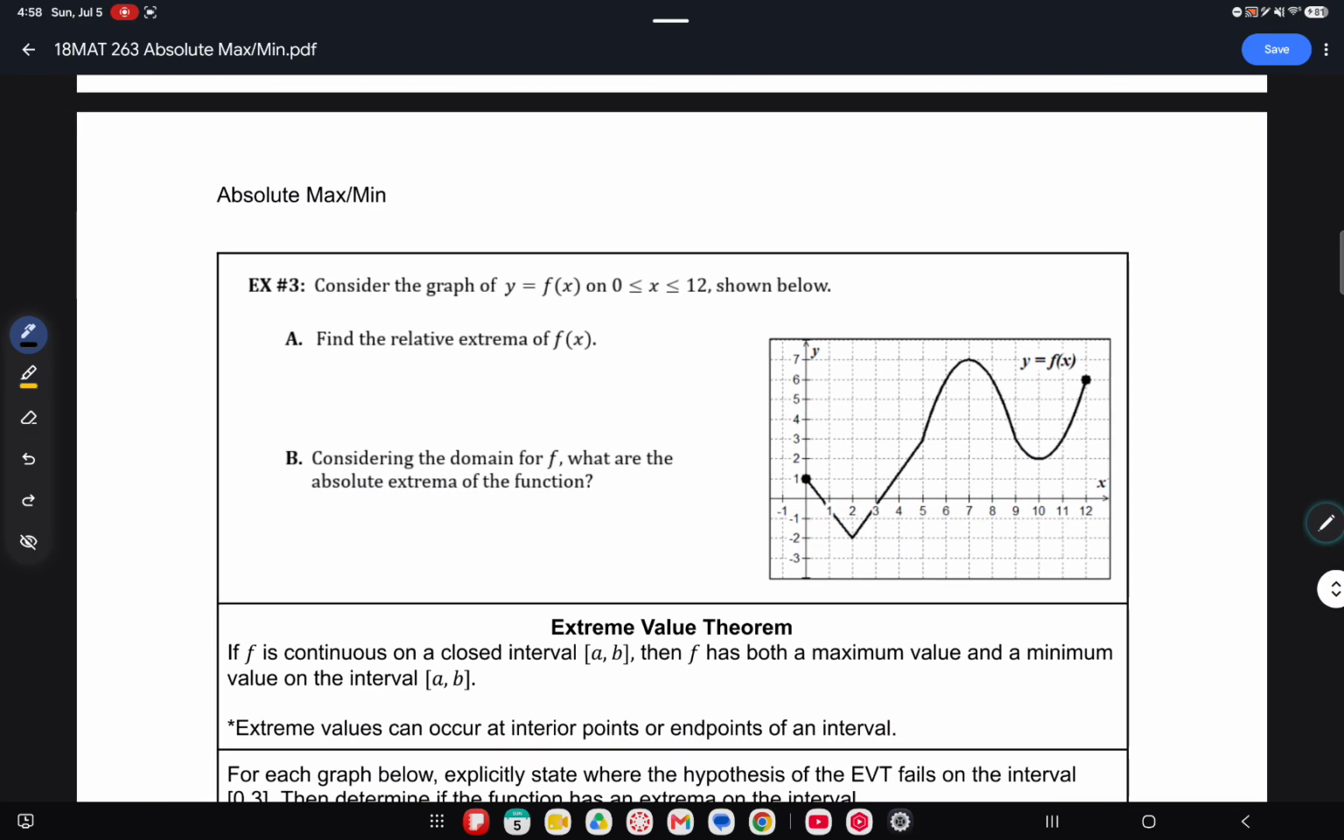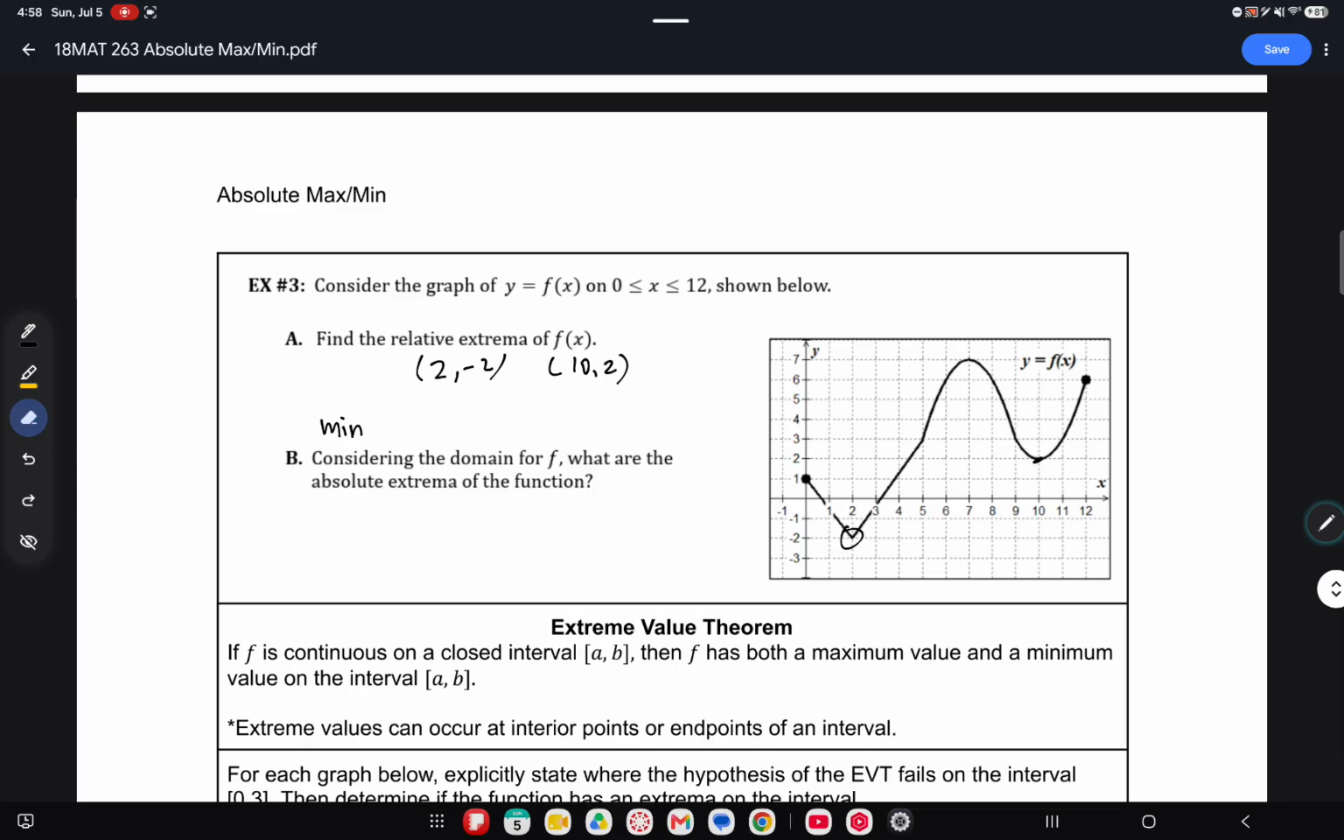Let's get another one here. Find the relative extrema. So let's look for the maximums and minimums. So minimum, we'll just give the ordered pair, (2, -2). And another minimum here at (10, 2).